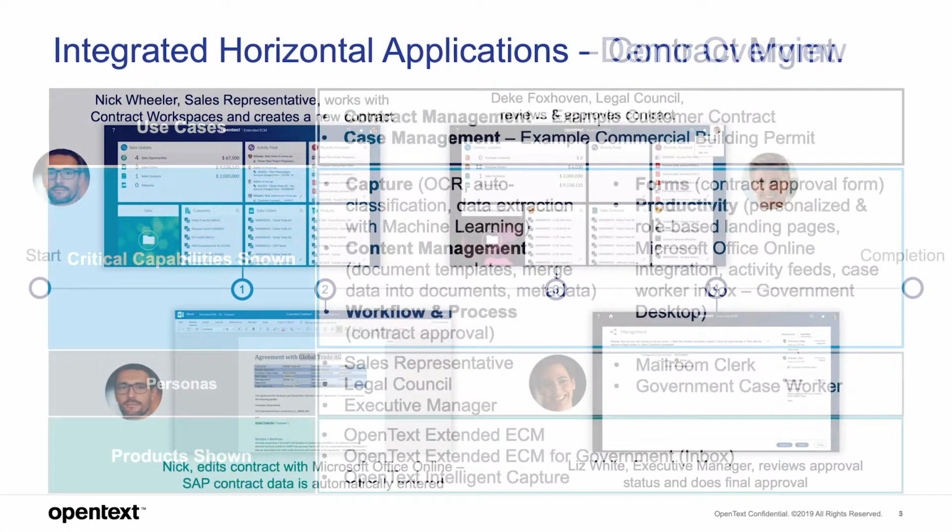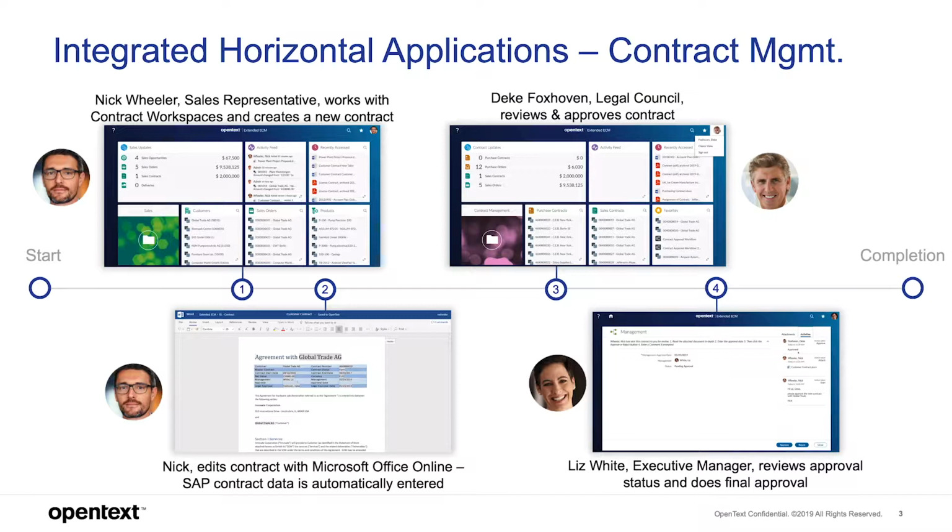First use case is contract management. Nick Wheeler, sales representative, works with contract workspaces and creates a new contract. He uses Microsoft Office Online to edit the document, and we see how SAP data is automatically entered. Then we go through the approval process with Diek Foxhoven, legal, and Liz White, executive manager.